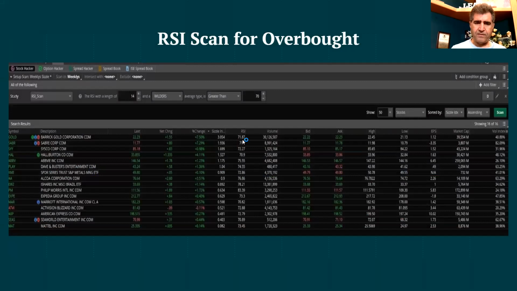I also thought maybe a couple of scans I want to share with you. Basically, it's very simple. They are under the study. They are predefined, so they are there. All you have to do is go to the RSI scan, the 14, and say greater than 70. Greater than 70 means there's strength. So just watch for the warning sign if there is any overbought and changing trend. So these are some of the candidates, and you see there's quite a few.